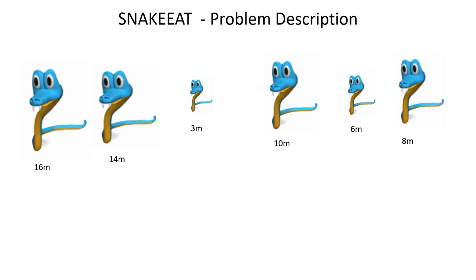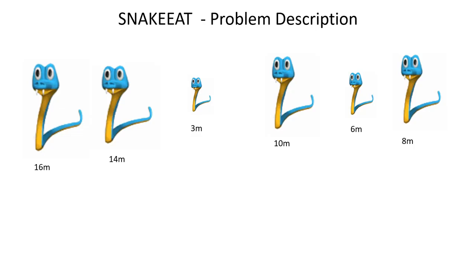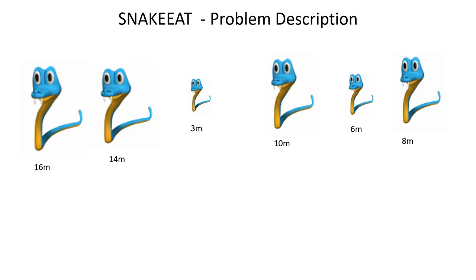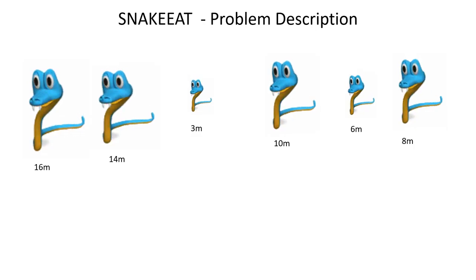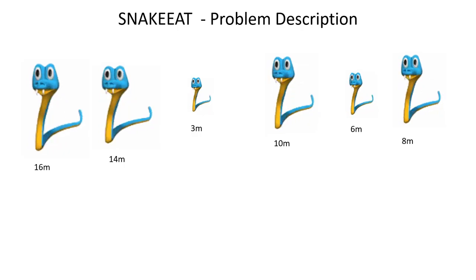Today we are gonna look at CodeChef problem Snake Eat. Let's first summarize the problem statement. The problem states that Chef has N snakes of various lengths initially, and a snake can eat another snake which is not longer than itself.